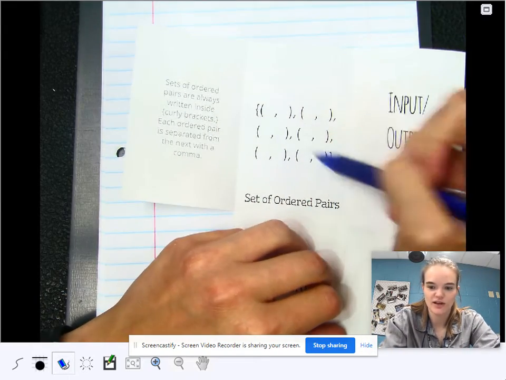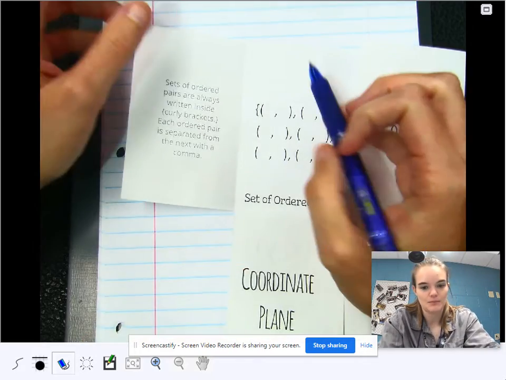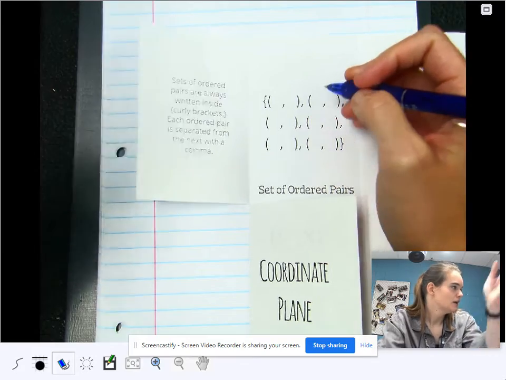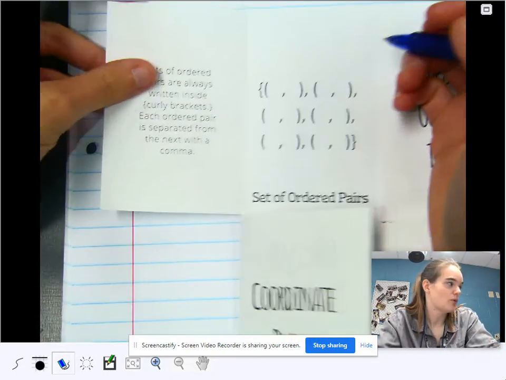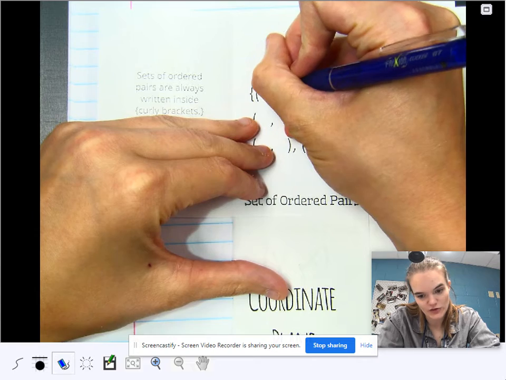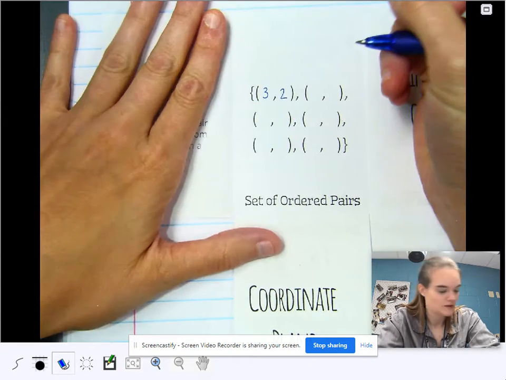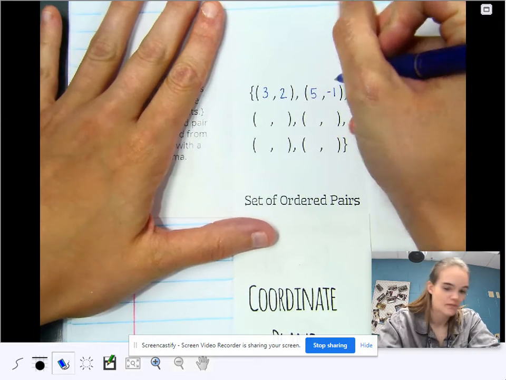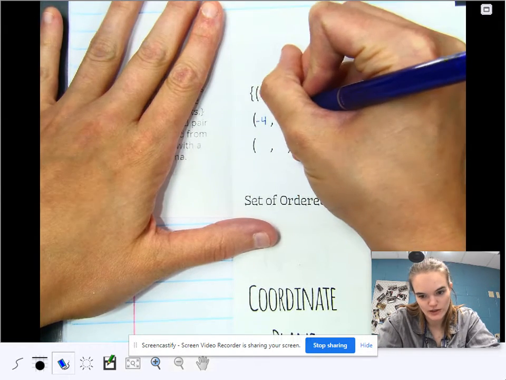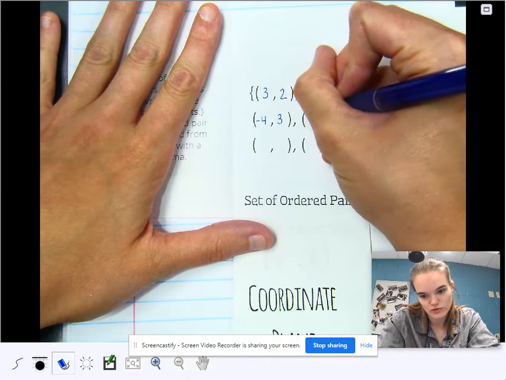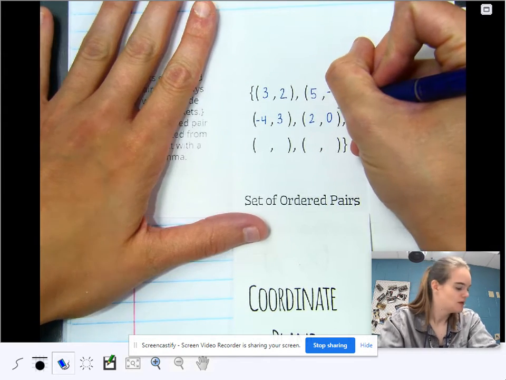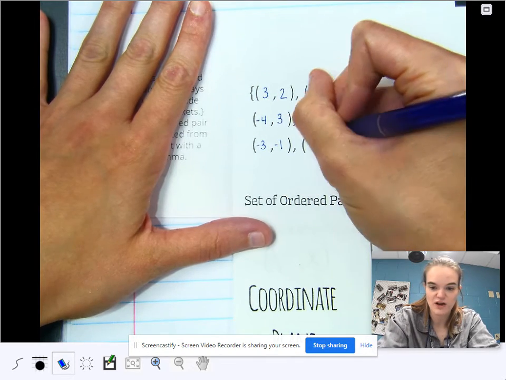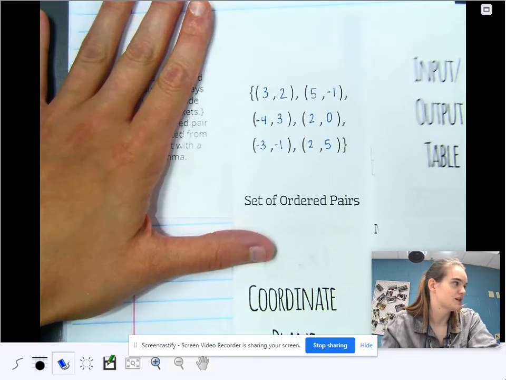These little things right here are curly brackets. Each ordered pair is separated from the next with a comma. So we're just going to write down some points, and yes, I'm making these up. Let's say the first one is (3, 2). Next is (5, -1), (-4, 3), (2, 0), (-3, -1), and (2, 5). We're going to use these for the entire foldable.